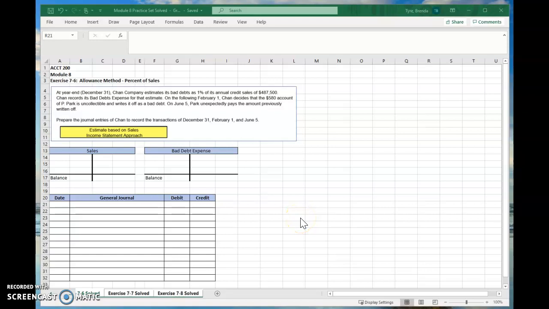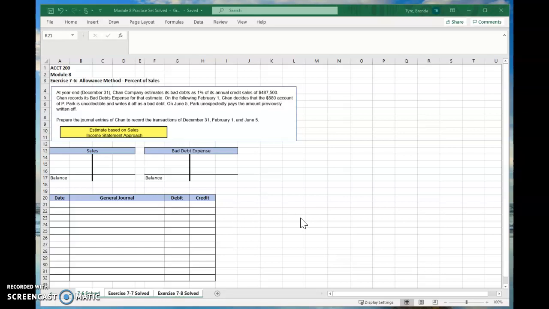The first exercise that we will do is exercise 7-6. This exercise will demonstrate the allowance method, percent of sales. It is the income statement approach. We analyze our credit sales and determine a percentage based on historical facts, most likely, of those credit sales that we deem uncollectible, will be uncollectible by the end of the year. So let's go ahead and get started.